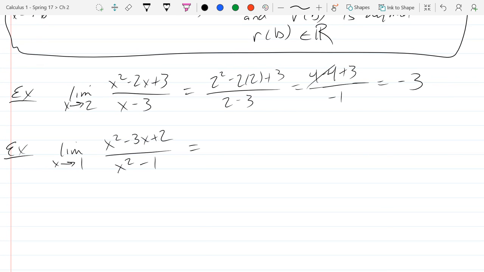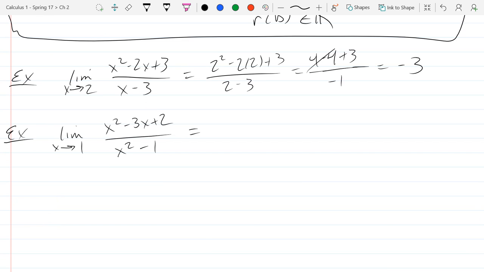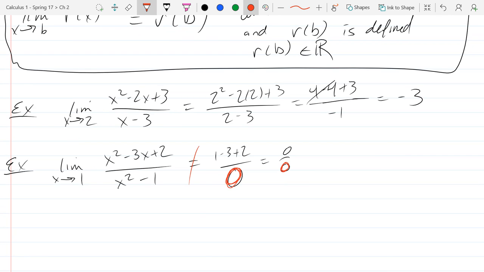So I'll give you 20 seconds and see what you can do with this limit. So does our quotient law actually apply here? Sure doesn't. Which zero is the reason it doesn't apply? Bottom zero. That zero right there is the reason that I can't just keep going with plugging in b. So that's not equal to those things. So we can't use that method.